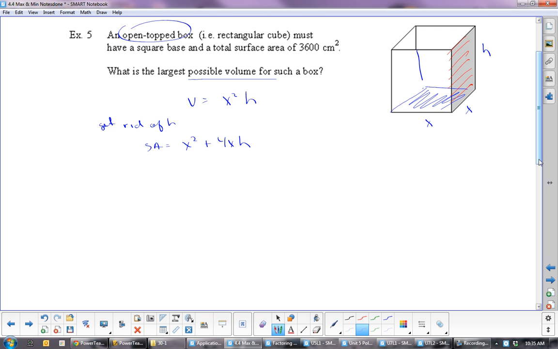No, that's good. Let's work through these together, because if I just go and put them down, everybody's just going to copy and go, I have no idea what's going on, right? We've got to go slow and do this together. Okay, so anything I know in this surface area formula? I do know the surface area. So I'll put 3,600 equals X squared plus 4XH.